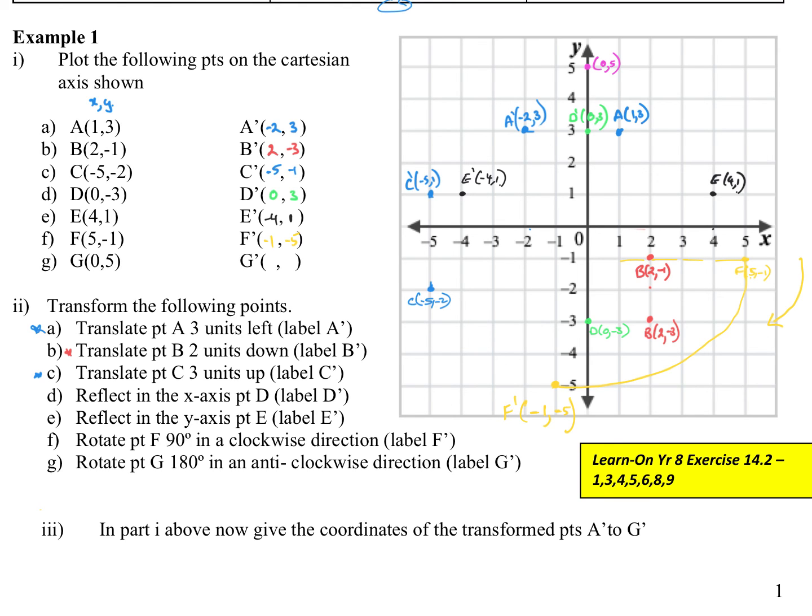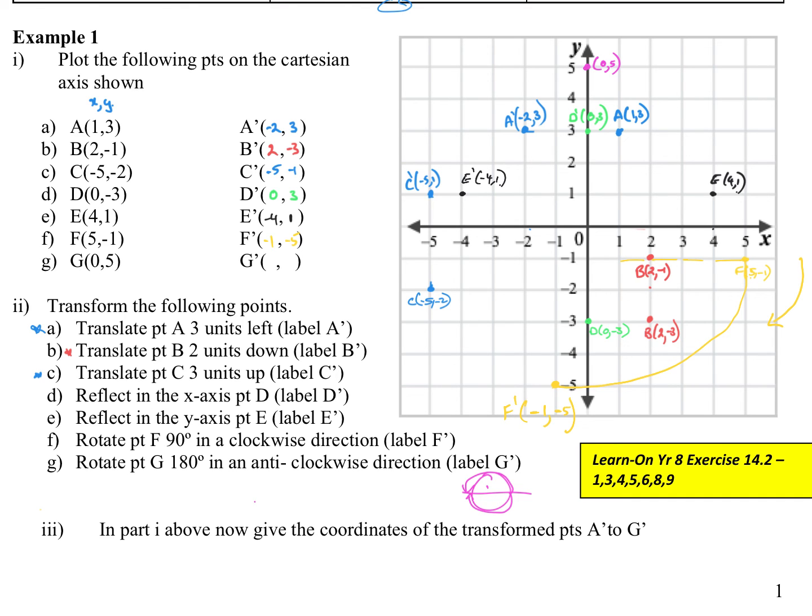Okay. What's the final one? Final one was in a pink color. Rotate the point G 180 degrees in anti-clockwise direction. Now, if you think about 180 degrees, we know that a circle is 360. So whether I go 180 degrees to there or 180 degrees in the opposite direction, I'm going to end up at the same point. So 180 is a good one in some ways because it doesn't matter which direction we go. Well, let's do it right. Anti-clockwise.